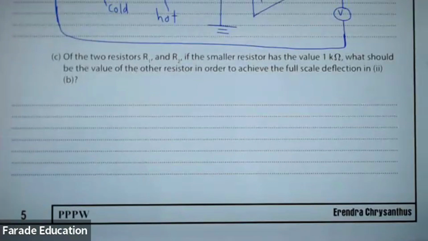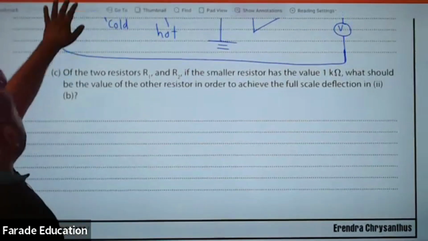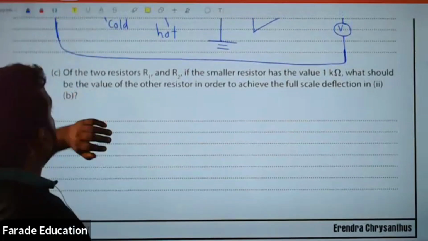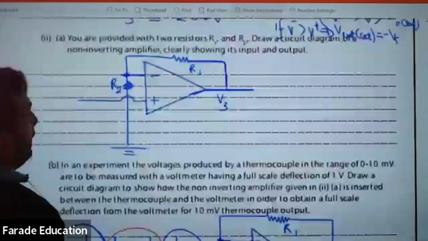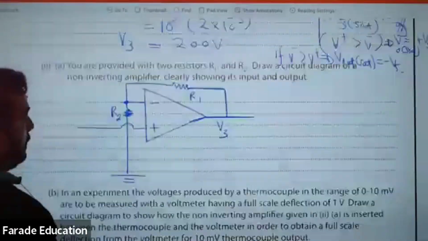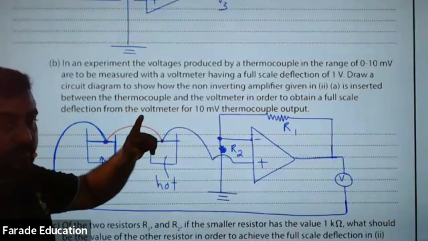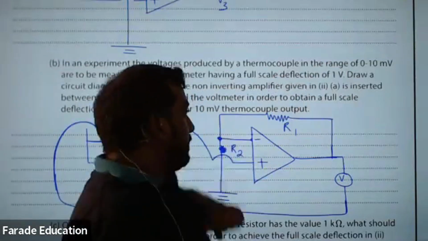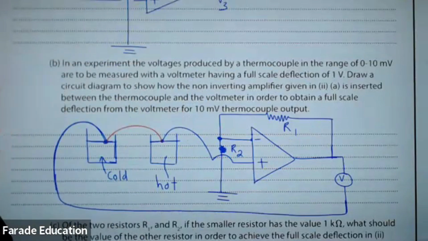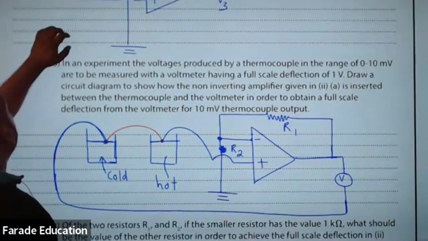Of the two resistors R1 and R2, if the smaller resistor has a value of 1 kilo ohm, what should be the value of the other resistor in order to achieve full scale deflection in the voltmeter? Full scale deflection means what? Full scale deflection is 1 volt. So the output should be 1 volt.